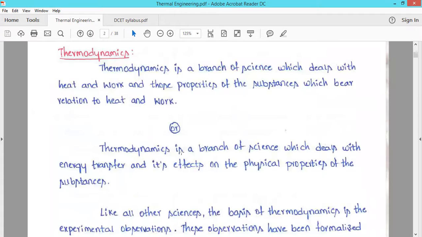Okay, first let us discuss the definition of thermodynamics. Thermodynamics is a branch of science which deals with heat and work and other properties of the system which are interrelated to heat and work. This word thermodynamics consists of two words: one is thermo and another one is dynamics. Thermo means heat, dynamics means the power or the rate of doing work. Hence, thermodynamics is an interrelationship between heat and work. That's why in thermodynamics, we are going to discuss all the topics which are interrelated to heat and work directly or indirectly.